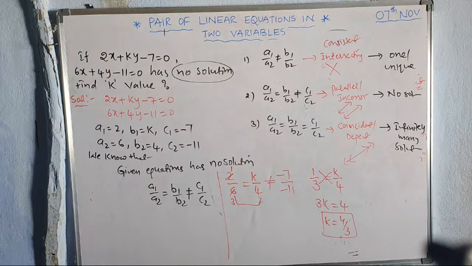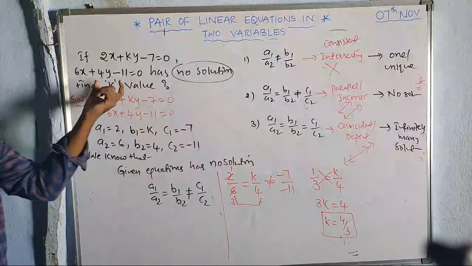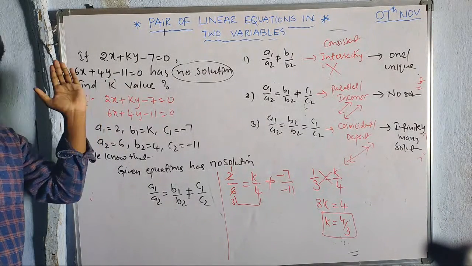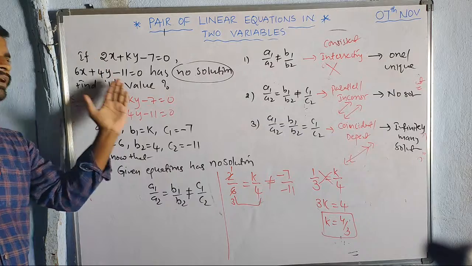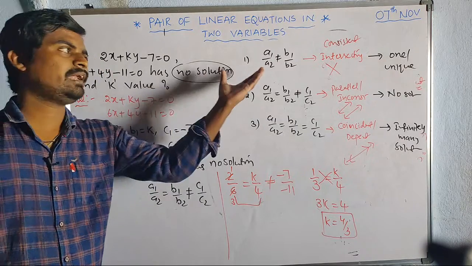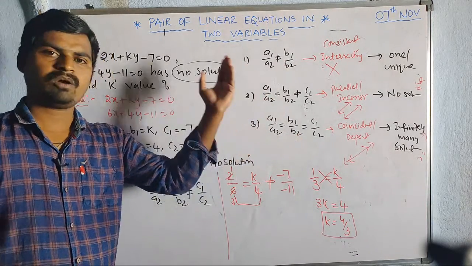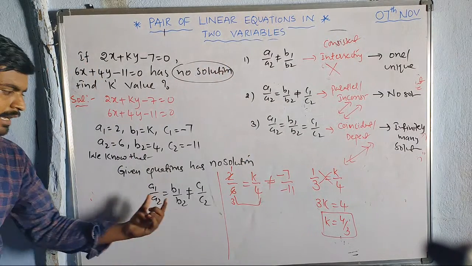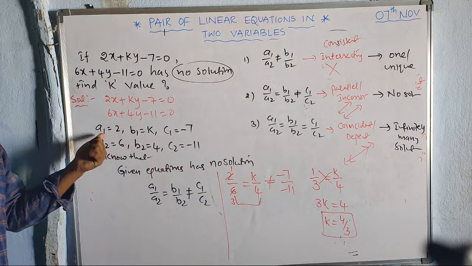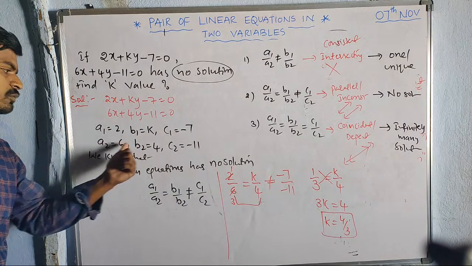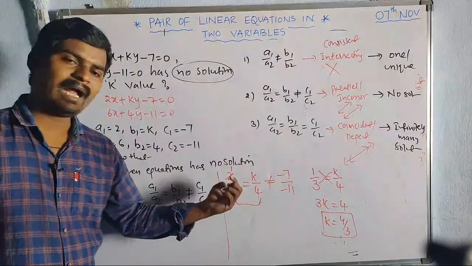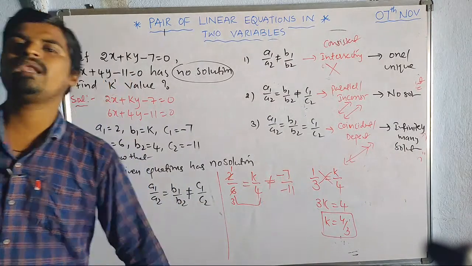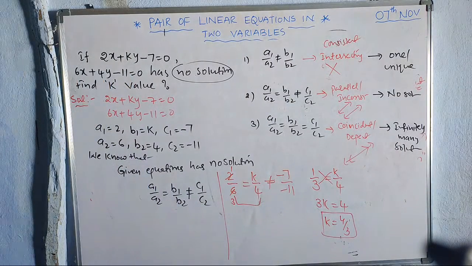So how to solve this problem, friends? First we have to read the question carefully, then select the condition, the correct one from the 3. After selecting, we write that condition. Before that we write the a1 b1 c1 a2 b2 c2 values, then substitute and equate them, then you will get the value. This is the process actually.